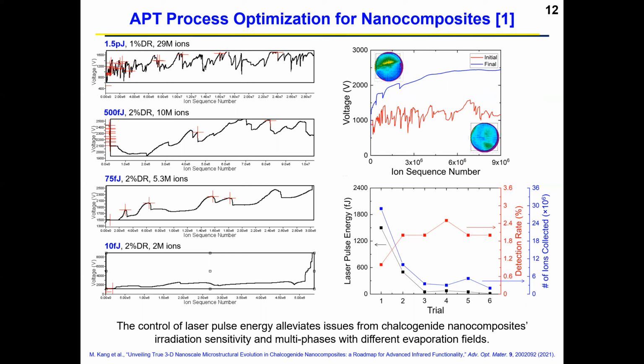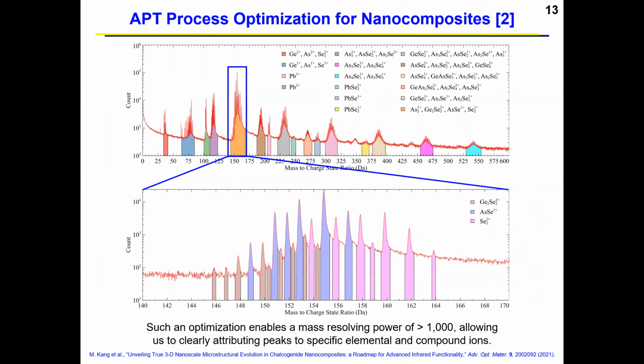The improvement is clearly seen when you compare the voltage profile from our first experiment and the final one, as shown in the plot on the top right, indicating that with the optimized condition for such a nanocomposite, we can evaporate each phase at almost the same evaporation rate. Plus, as you can see on the bottom right, while we decreased the laser pulse energy to fix this issue, we were still able to keep the detection rate and number of ions collected very reasonable.